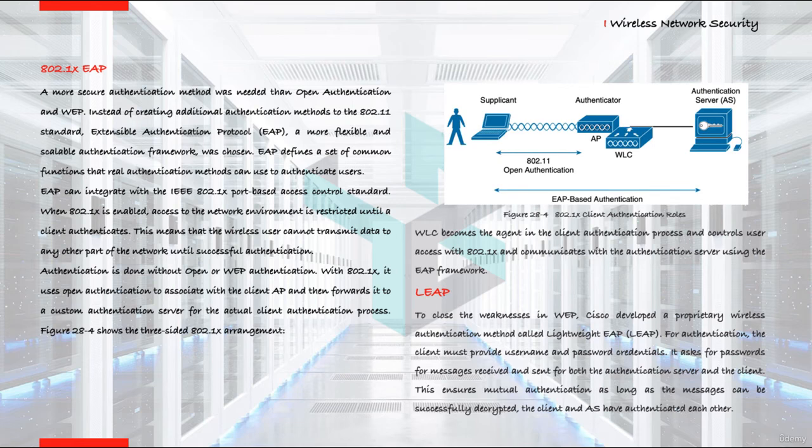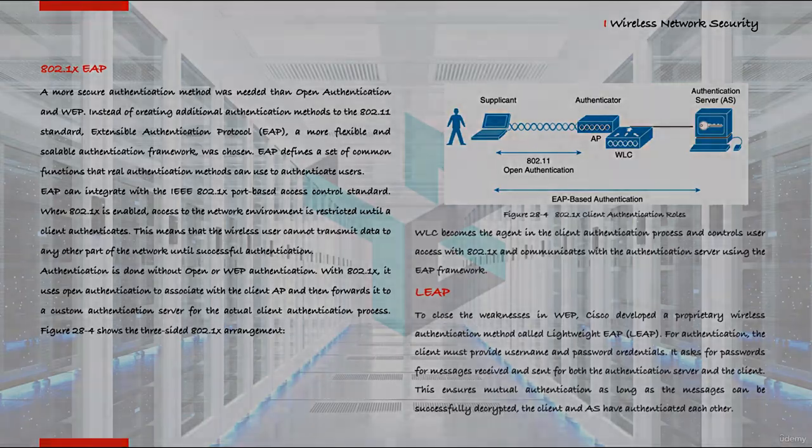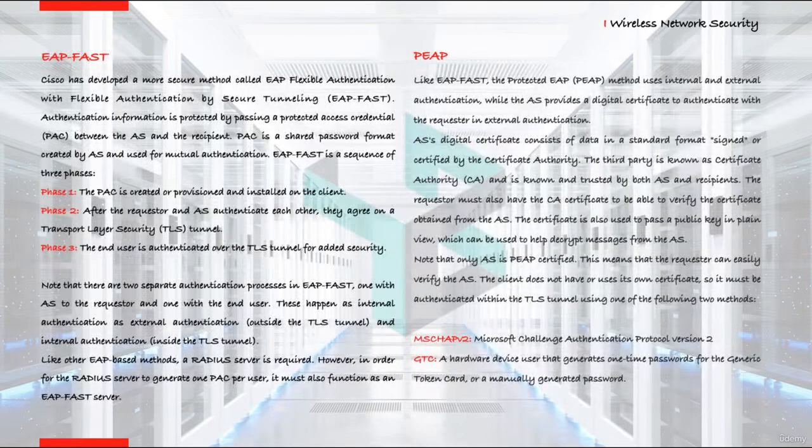Now let's look at the LEAP method, which is a method that Cisco developed. Cisco developed a wireless authentication method called Lightweight EAP to close the weaknesses in the WEP method. In this method, the user must provide the username and password information to authenticate. On this page, let's first look at the EAP-FAST method, in which, to provide more security, a TLS tunnel is established between the authentication server and the authenticating device, and authentication is provided through this tunnel.